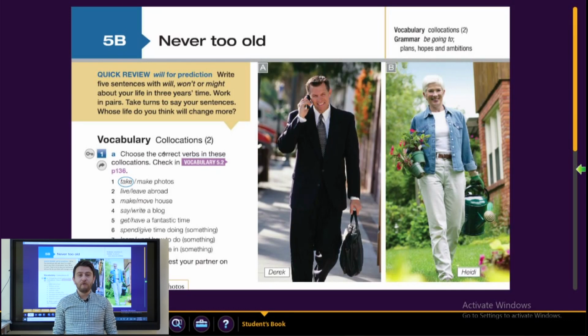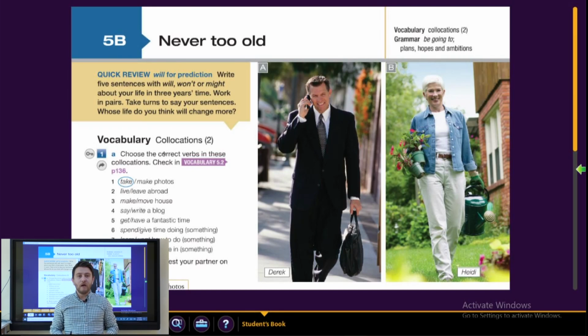Now we continue our classes with Unit 5 B. Unit 5 B is about collocations, and the grammatical point is to be going to, plans, future plans, hopes and ambitions. Now let's start with the collocations.